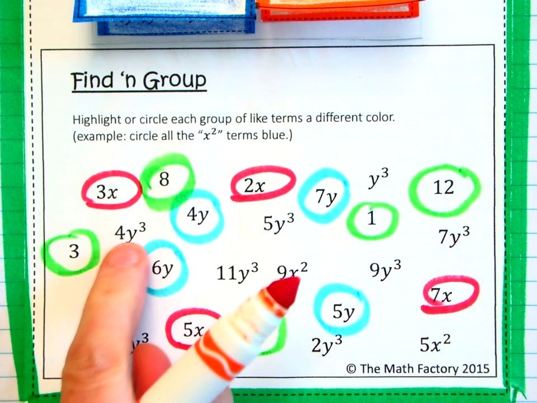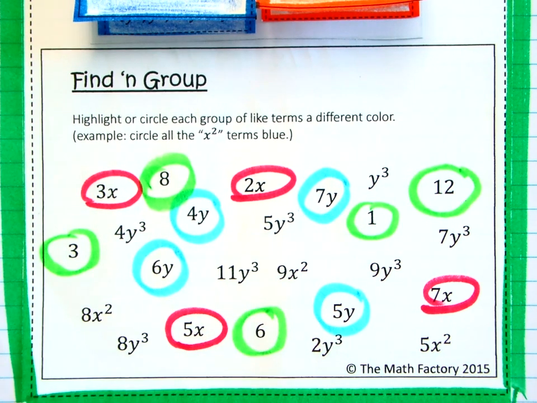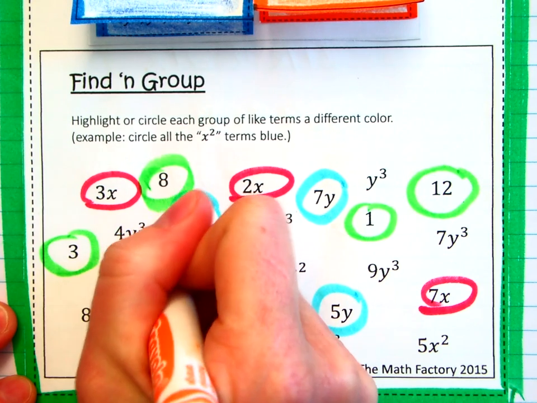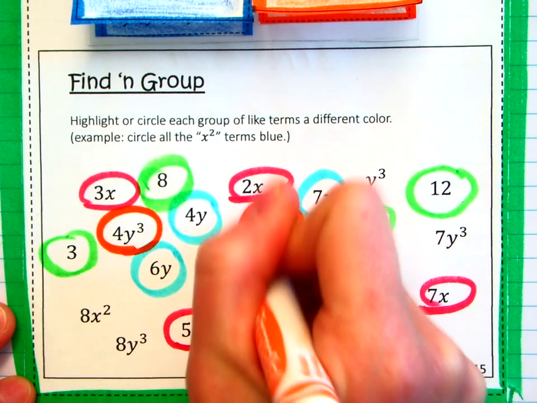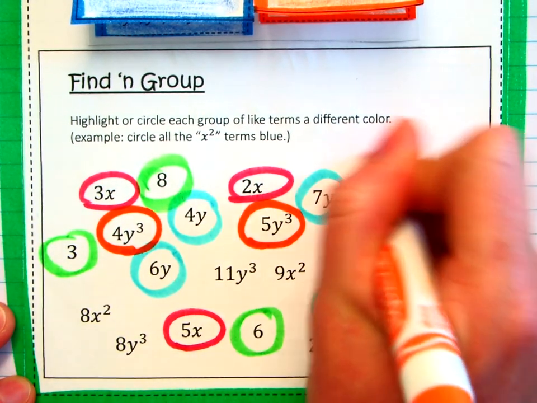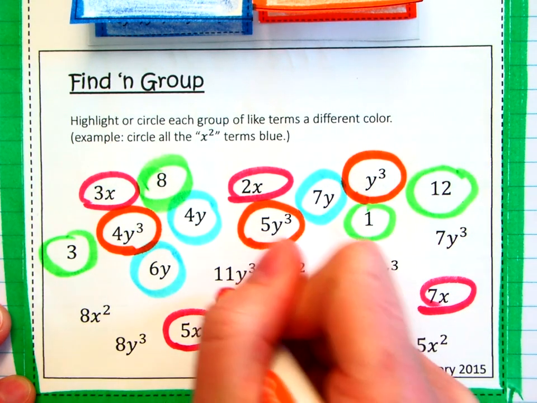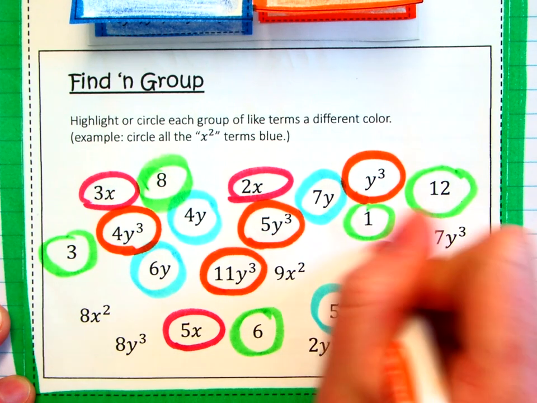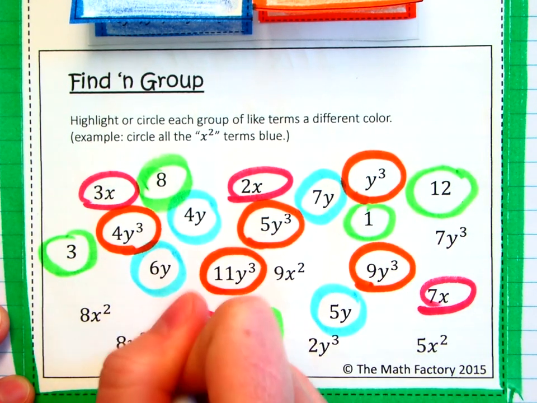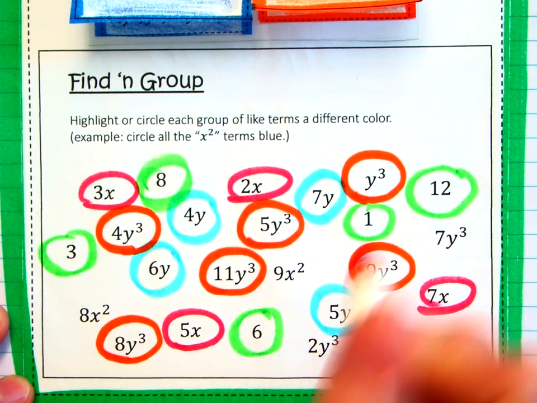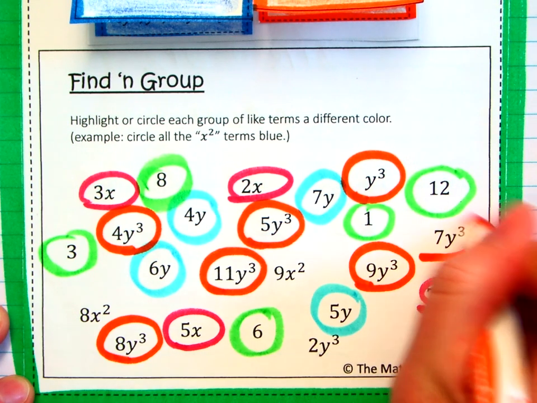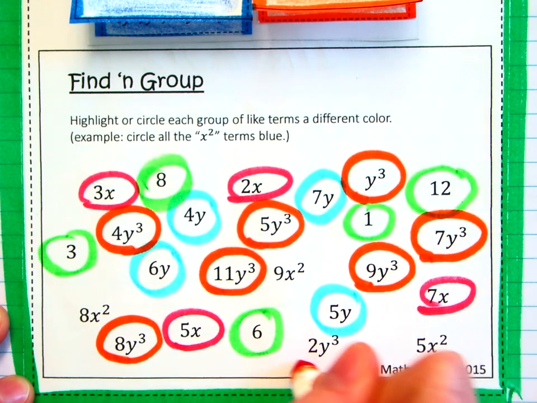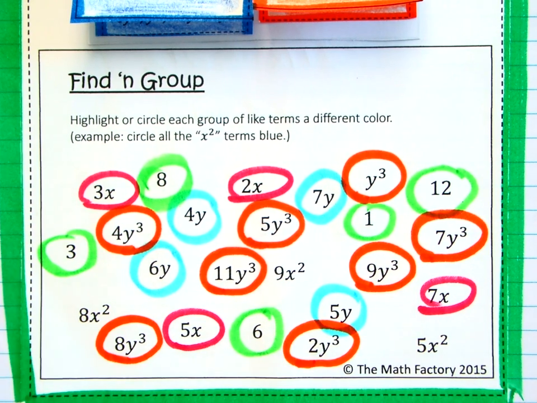Let's take care of those y cubed. Those would be a cube shape. We have 4y cubed, 5y cubed. This is 1y cubed. 11y cubed, 9y cubed, 8y cubed. They were happy with these cubes. I've got a 7y cubed hiding over here, and a 2y cubed.